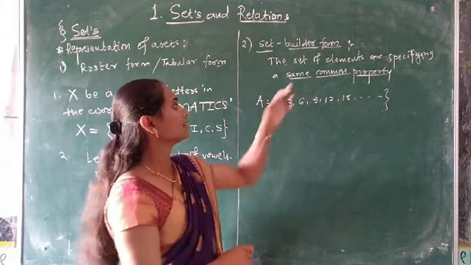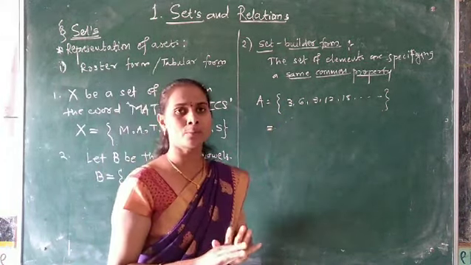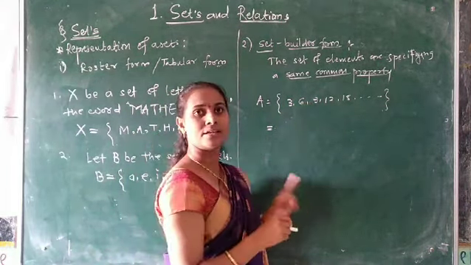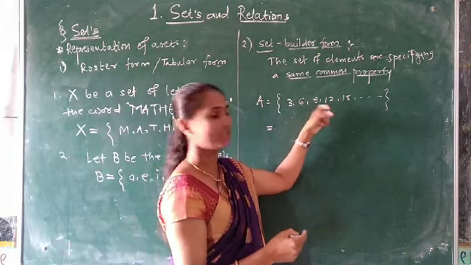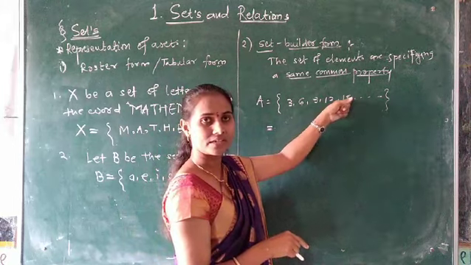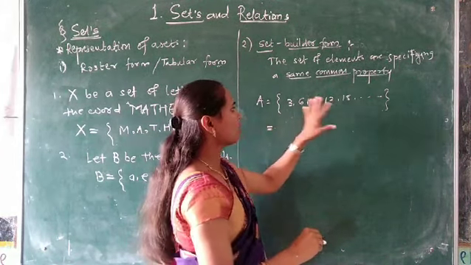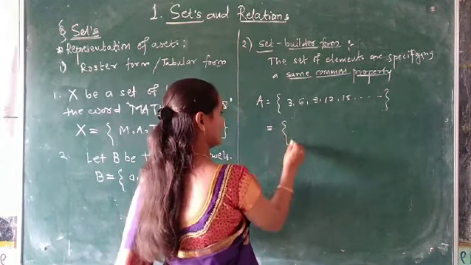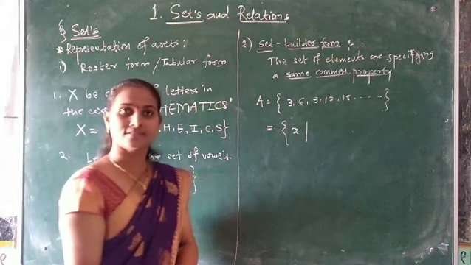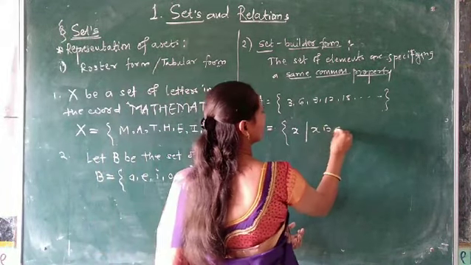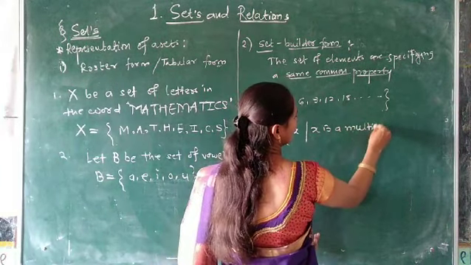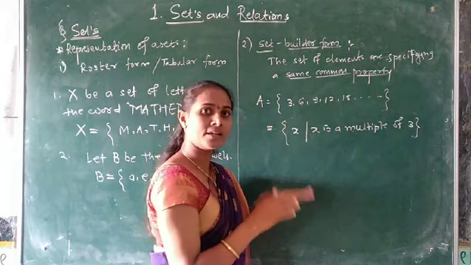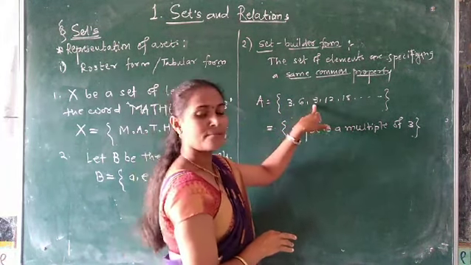Set builder form means the elements having the same common property. So look at these numbers. This is 3. This is 6, 6 means 3 into 2. That is 9, 3 into 3. 12, 3 into 4. 15, that is 3 into 5. That means these all numbers are multiples of 3. So I am writing this set as X such that X is a multiple of 3. That means this set contains numbers which are multiples of 3.